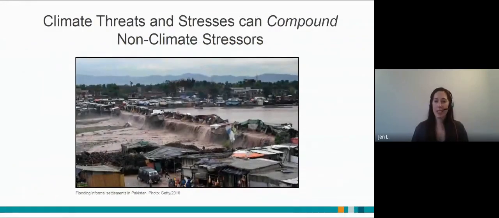The other thing that I want to point out, again, something that all of you know and deal with, is that climate threats and stresses can compound non-climate stresses. So this is why it's important for us to consider climate threats and climate risk in the planning of other sectors, right? What I am showing here is a photograph from Pakistan, an informal settlement that has been flooded. Here we're seeing the interaction between a climate stress, flooding, and non-climate stresses related to poverty and informal settlements, exacerbating one another. So that's just one example from a single sector. Of course, I think we can draw these examples out for almost every sector of our economies.